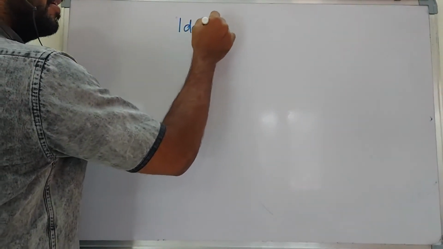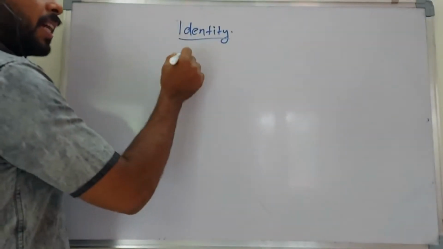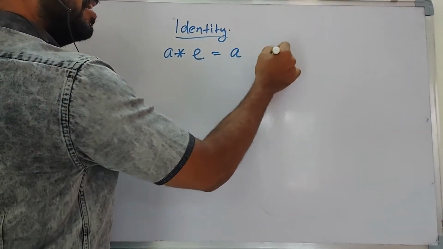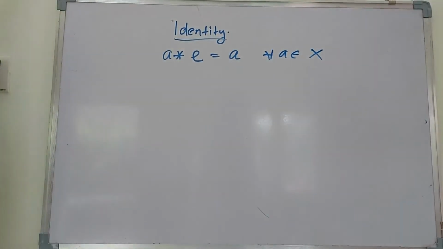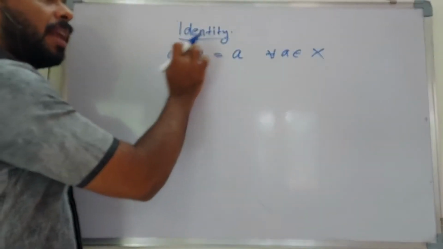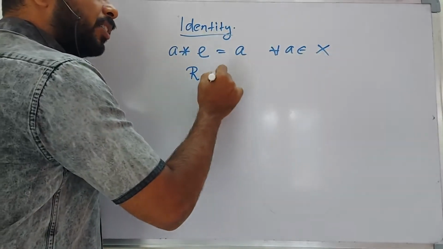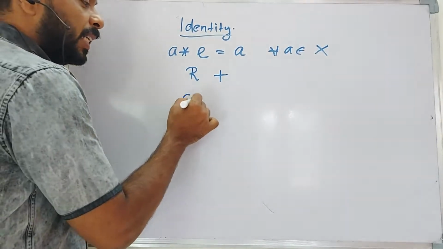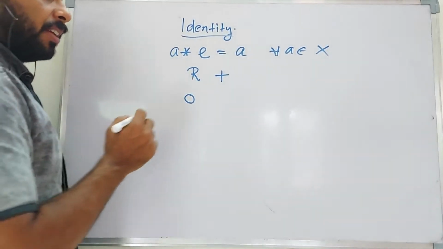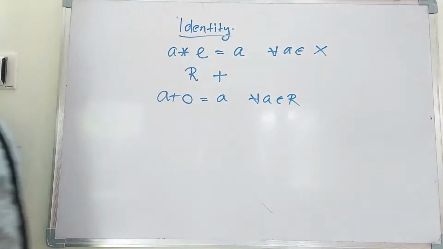Identity element. The property is that if there exists an element E with A star E equal to A for every A belongs to the set X, then E is said to be the identity element of the set X. For example, if we consider the set of real numbers and addition as the binary operation, then 0 is the identity with respect to addition, that is the additive identity, because A plus 0 equals A for every real number A.